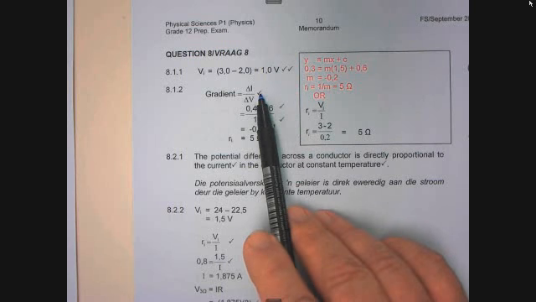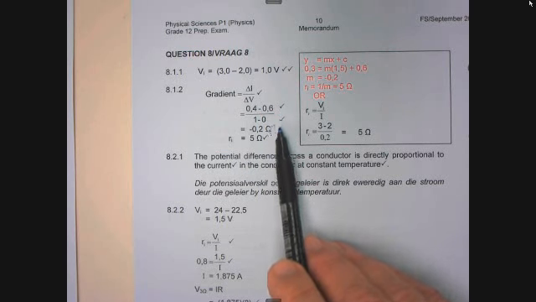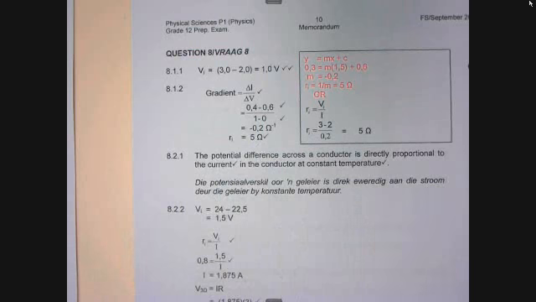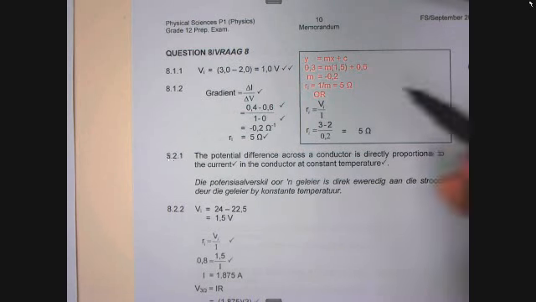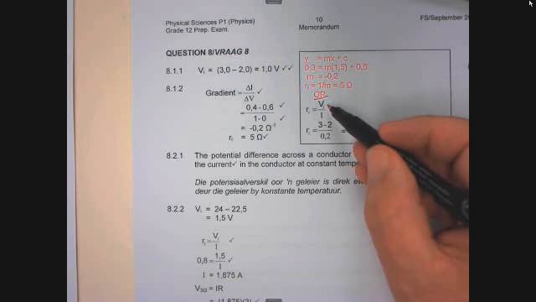1 mark for indicating that he's using the gradient, 1 mark for substituting delta I, 1 for delta V, and 1 for the answer. Then I maybe will move to the second one firstly. It's an addition to the memo.